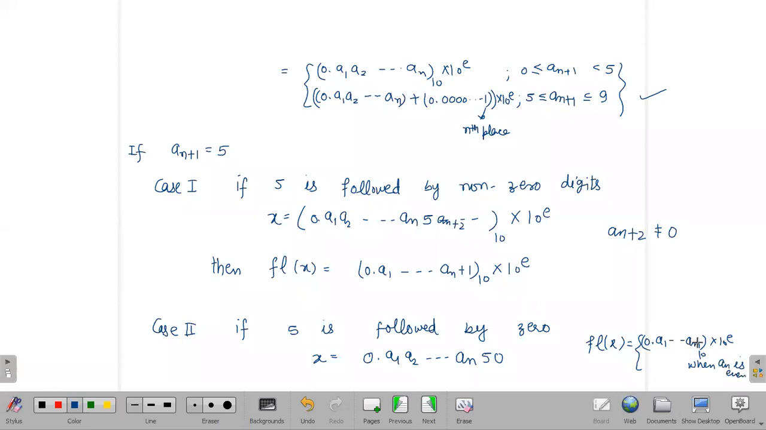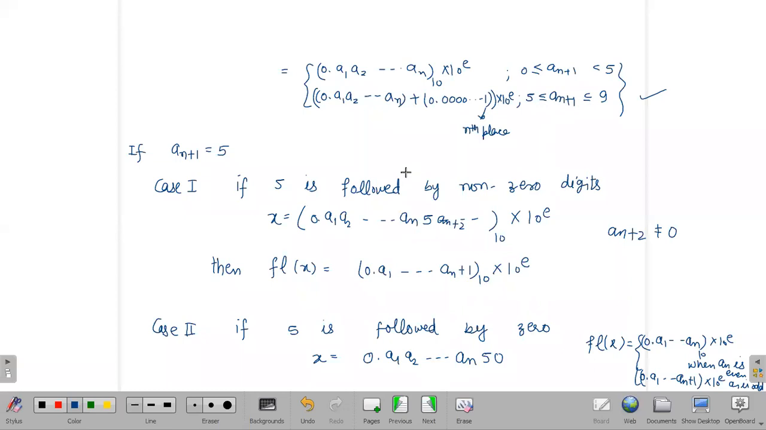Then you will look into the an number here. If an is even, then you write it as it is, but you add 1 to this number if an is odd. So this is the approximation. You can follow this rule, or you can simply write, if an plus 1 is greater than or equal to 5, you simply add 1 to that number, because in most cases we add 1 to the number if it is equal to 5. So this is the case.